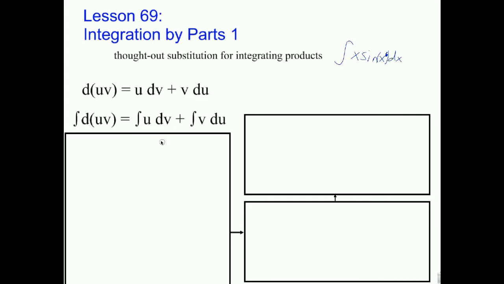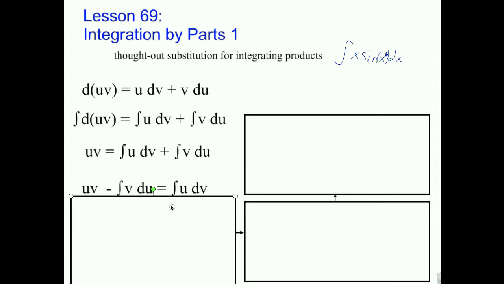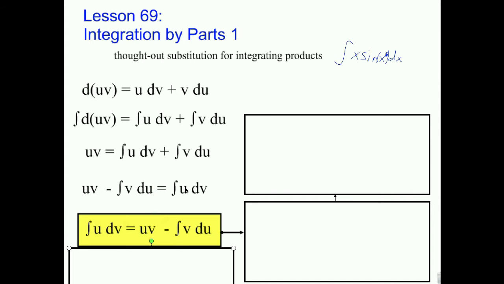So on the left, the integral and the differential cancel each other out. And then on the right, we have the integral for that. And what we're going to do is solve for this term right here. So first we're going to show that the integrals cancel here. We're going to subtract this from both sides, and we end up with the integral of u dv equals uv minus the integral of v du.